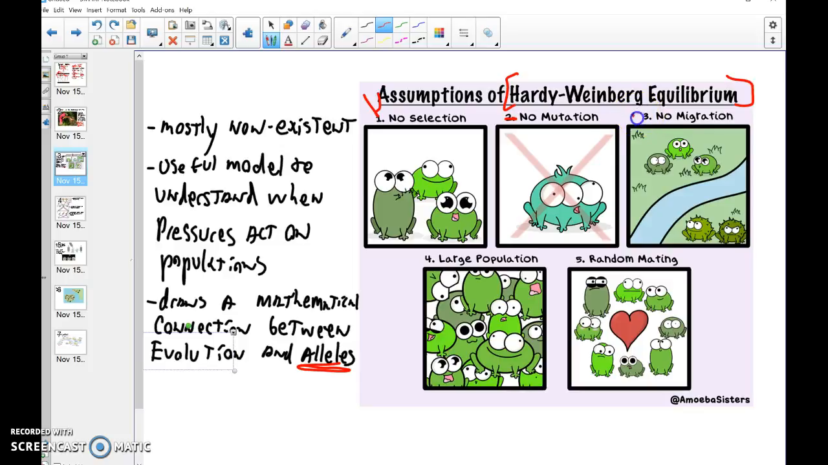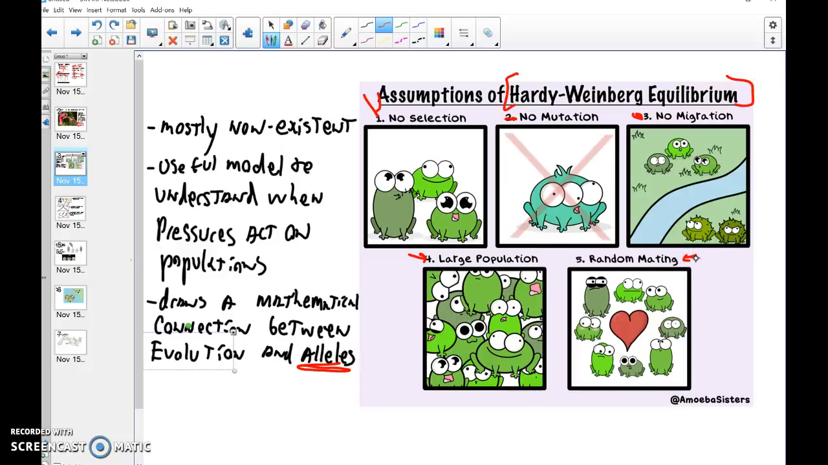Now, another necessary condition is no migration. So organisms have to be geographically separated from themselves for Hardy-Weinberg to apply. You also need a population over a certain size. If the population is too small, the equation won't work. And then the last thing is there has to be random mating.